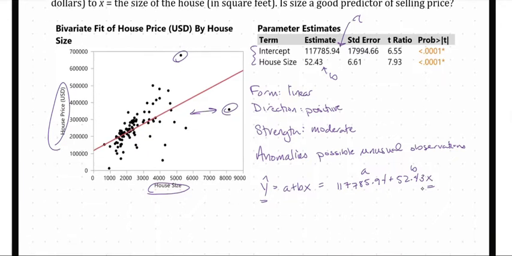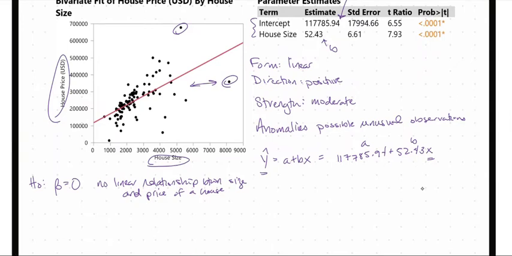We're going to do this using a hypothesis test. Our null hypothesis is that size is not a good predictor of selling price. That is, that there is no linear relationship between price and size. The alternative hypothesis is that size is a useful linear predictor. And that would just be that there is a linear relationship, or that the slope is not zero.